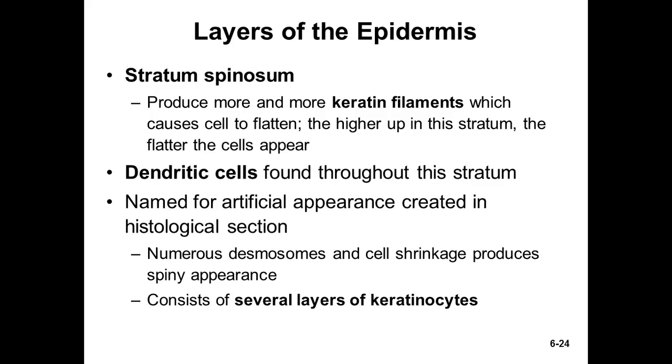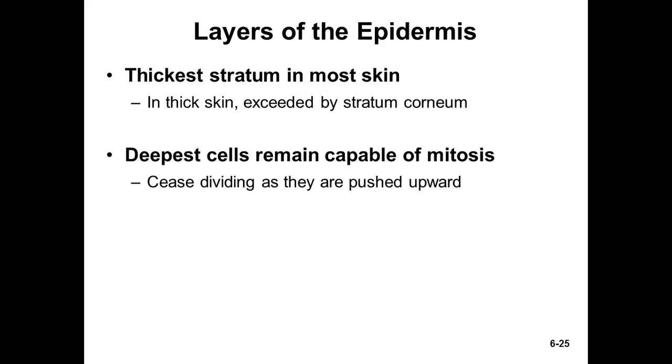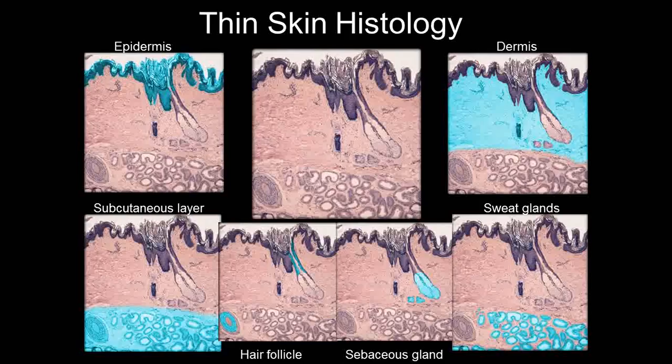They don't come apart because you have a junction, called the desmosomes, that keeps each cell held together. It creates a bridge for each cell. So the reason the stratum spinosum is called spinosum, or spiny in appearance, is because the keratinocytes shrink when, of course, they're stained. Thickest stratum in most skin. The deepest cells remain capable of mitosis.